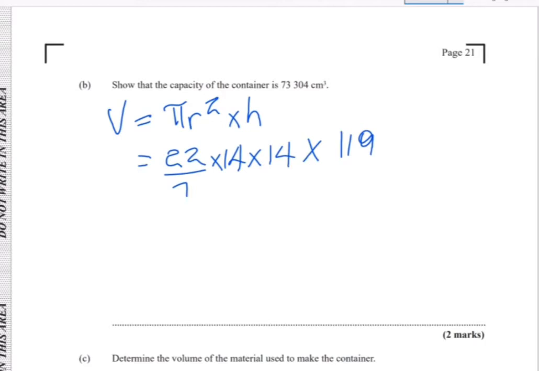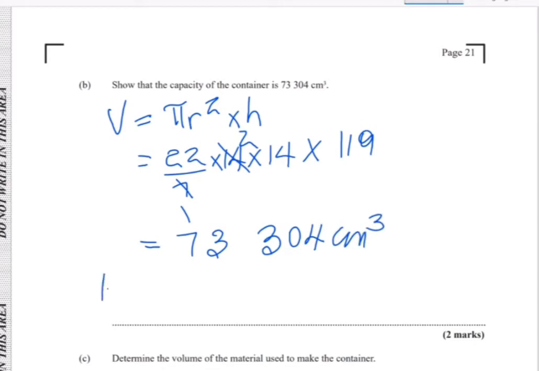Good. So now we go ahead and simplify. We say 7 into 7 is 1, 7 into 14 is 2. Now we're going to work this out. So we have 22 times 2 times 14 times 119, and that gives us 73,304 cubic centimeters. And I could write hence proven. So we have proved that the capacity is 73,304 cubic centimeters. Well done.